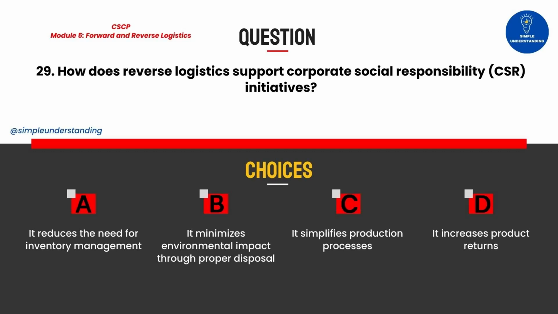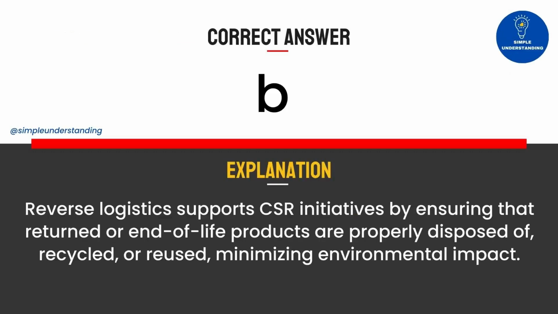29. How does reverse logistics support corporate social responsibility, CSR, initiatives? A. It reduces the need for inventory management. B. It minimizes environmental impact through proper disposal. C. It simplifies production processes. D. It increases product returns. Correct answer, B. Explanation. Reverse logistics supports CSR initiatives by ensuring that returned or end-of-life products are properly disposed of, recycled, or reused, minimizing environmental impact.